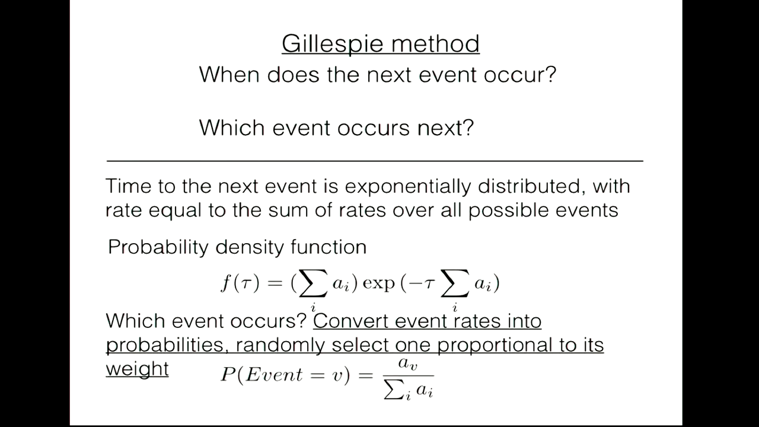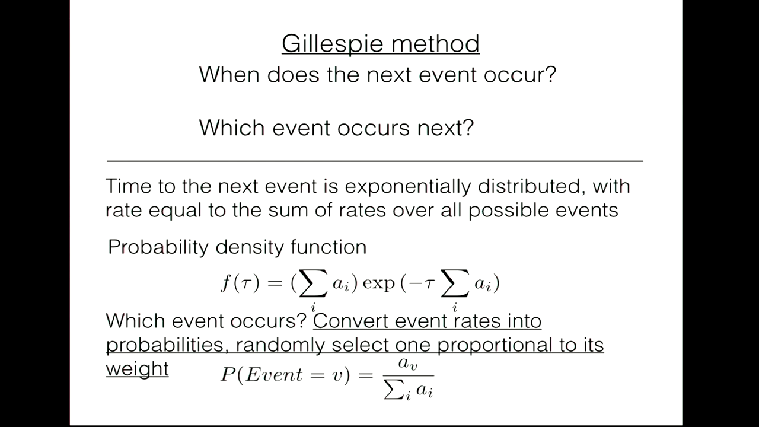Okay. So the Gillespie method really functions by asking two questions. The first question is, when does the next event occur? And the second question is, which is the event that occurs next? So for this, we take a hint from the fact that the time to the next event is exponentially distributed, and that these are all independent Poisson processes, so you can add the rates. So the rate is equal to the sum over all rates of all possible events that can happen in that particular time interval. So you can generate this by a certain probability distribution function f of tau that represents the probability of an event happening at time tau.